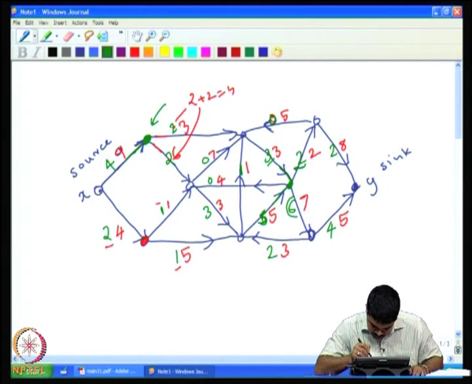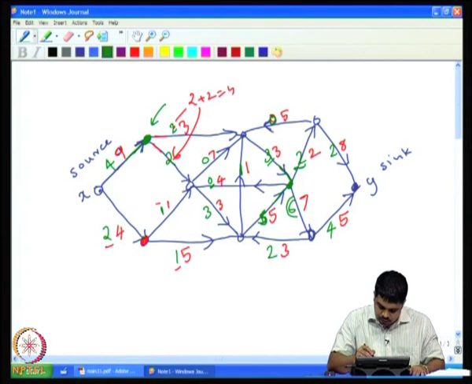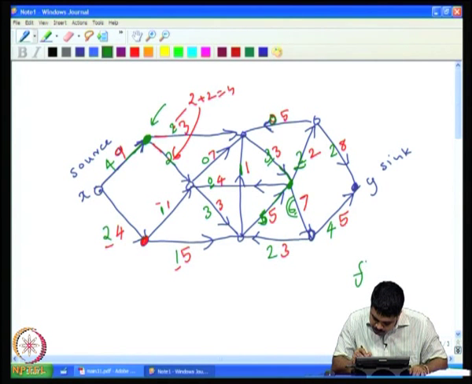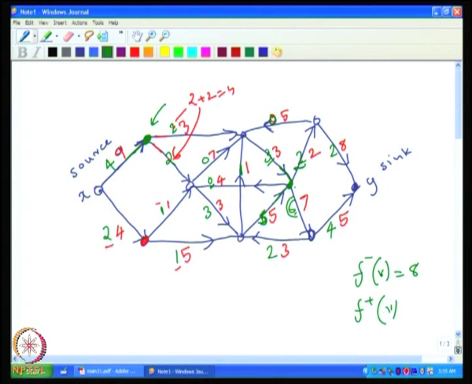Already 8, and here we have only 0. So, 8 on the outgoing arcs, that is f minus of this particular vertex is equal to 8, and f plus of this particular vertex is also 8, 3 plus 5 is 8. So f minus is equal to f plus here, and for all the intermediate vertices you can verify like that.